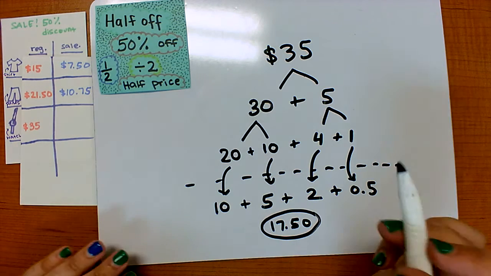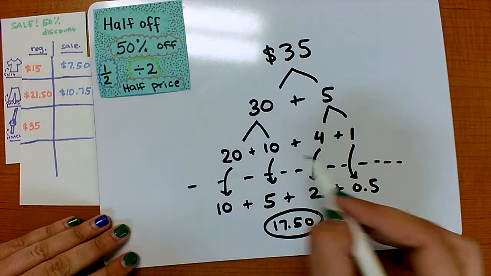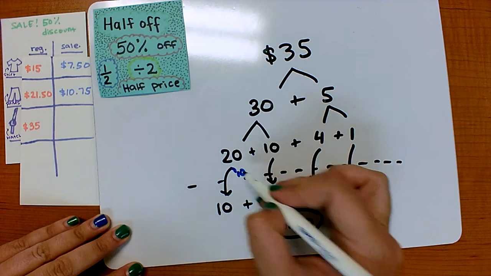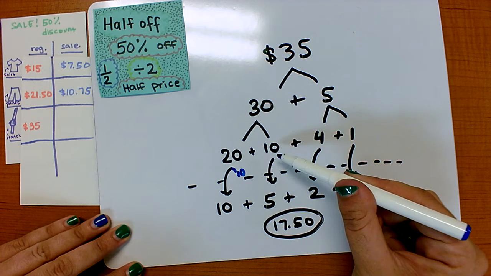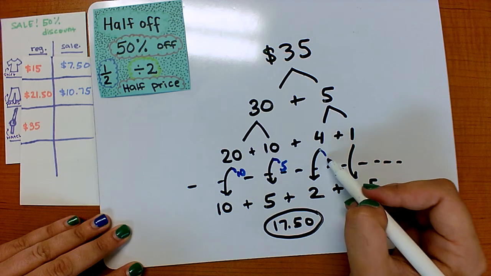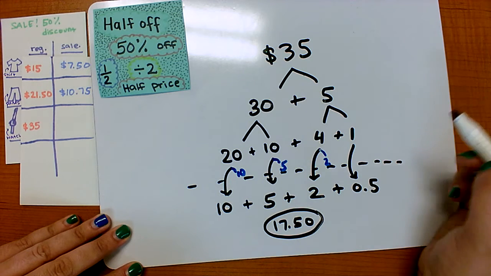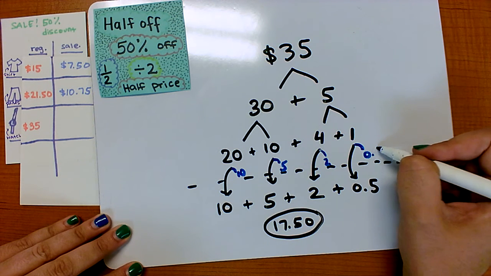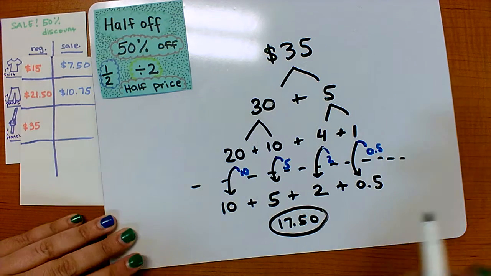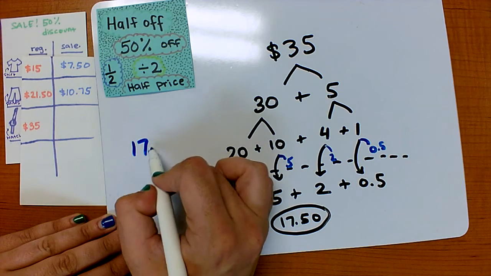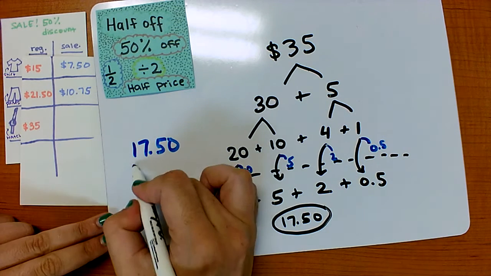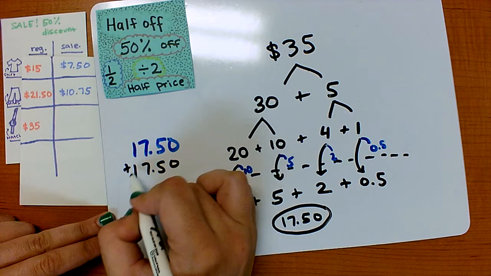Remember, when we split in half, we kept the other half invisible, but this 20 was split into 10 and 10. This 10 was split into 5 and 5. This 4 was split into 2 and 2. And this one was split into 0.5 and 0.5. Each half is 17.50. 17.50. I'm checking my work.